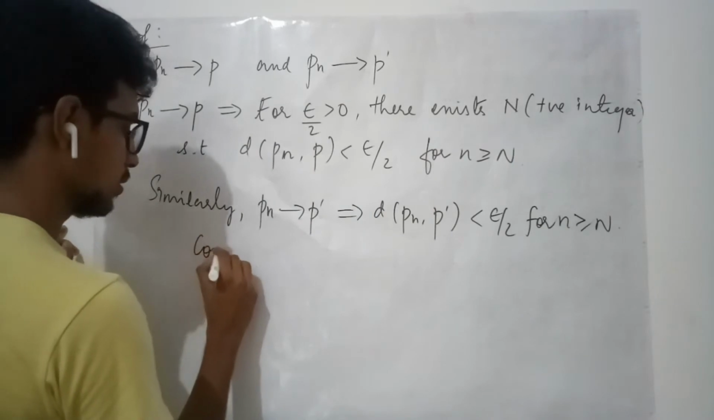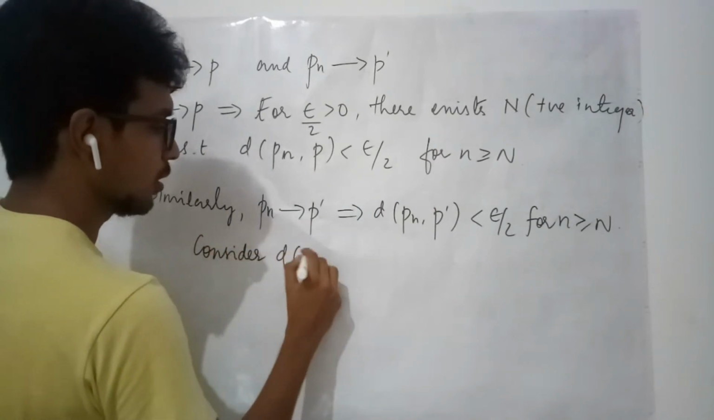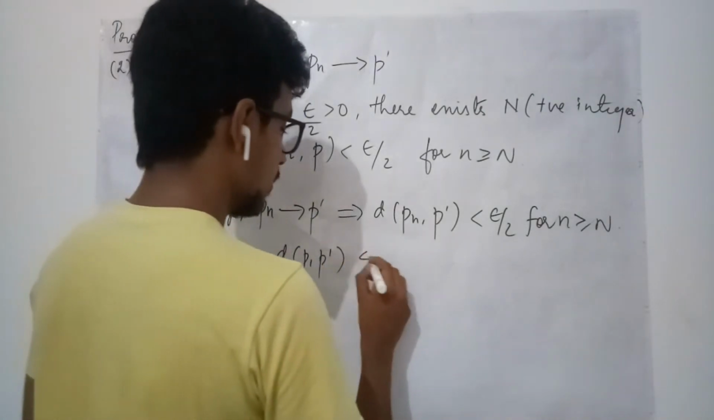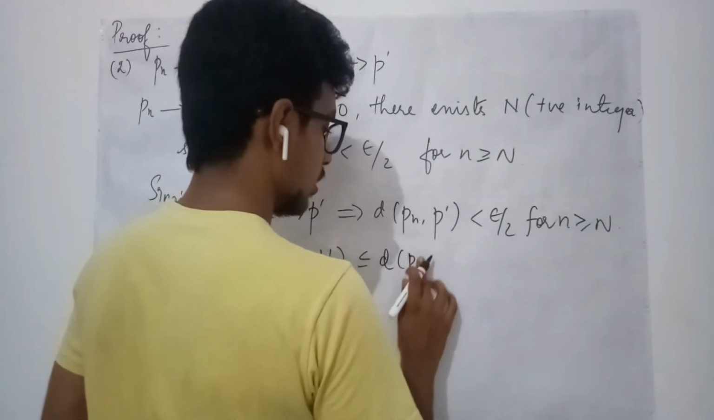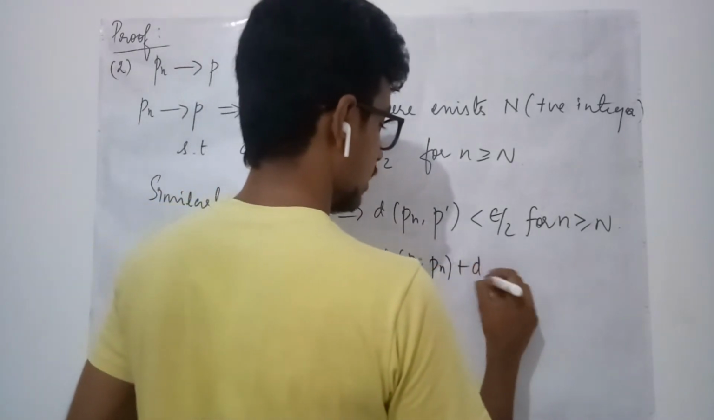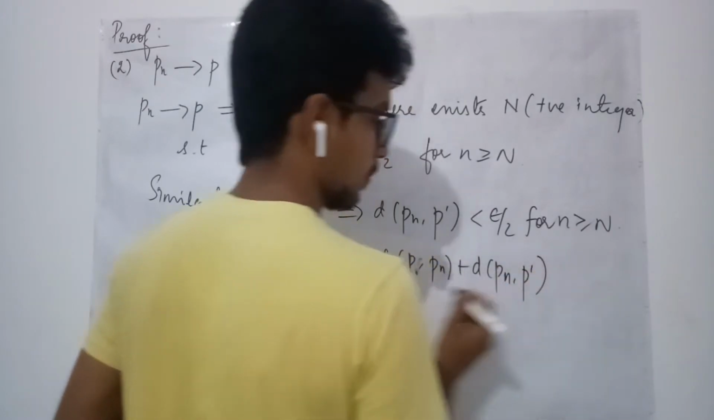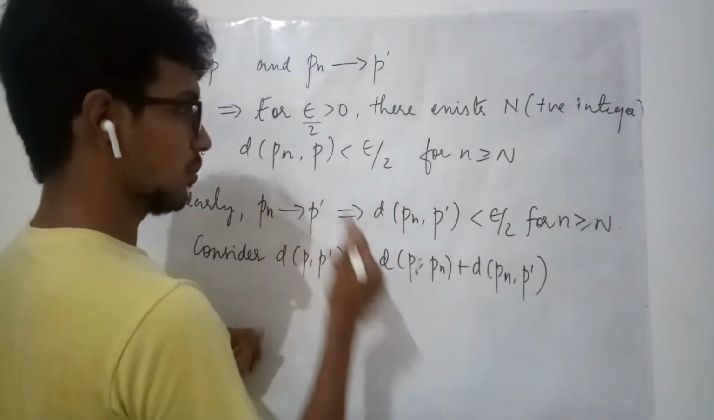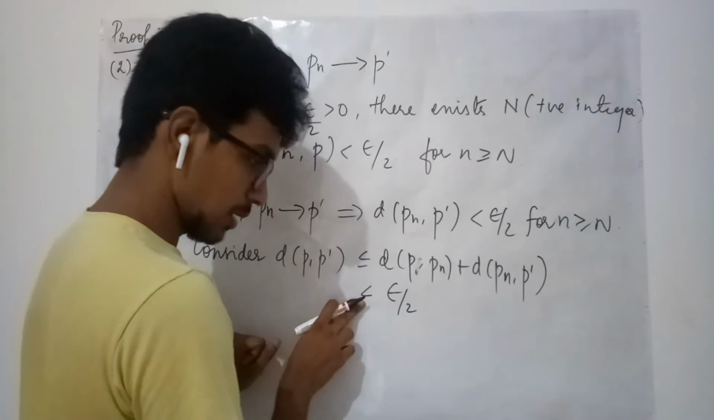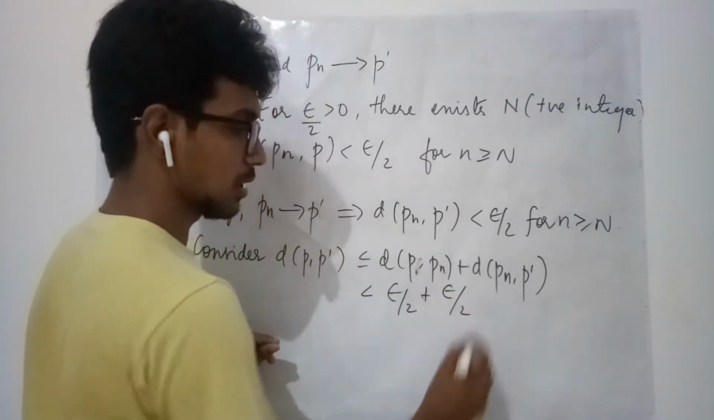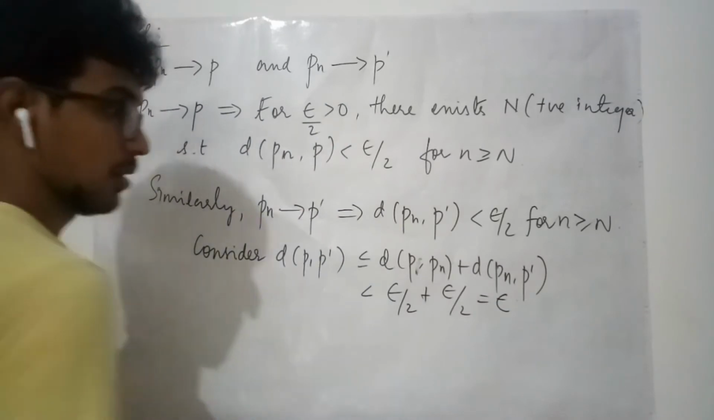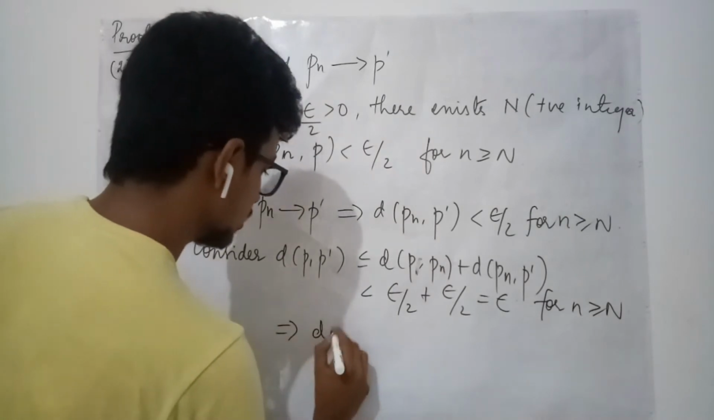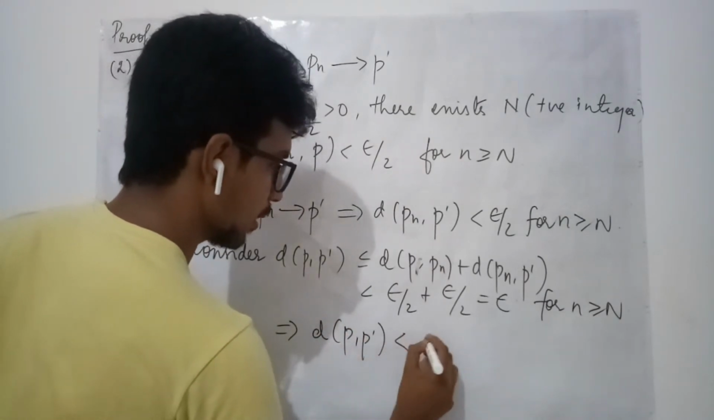Now, consider d of P comma P prime. Using the triangle inequality, since d is a metric, we may write this as d of P comma Pn plus d of Pn comma P prime, right? And what is going to happen? Using the symmetry, this is less than epsilon by 2 plus this is also less than epsilon by 2. Together we get epsilon, and this is true only for n bigger than or equal to N. So d of P comma P prime is less than epsilon.